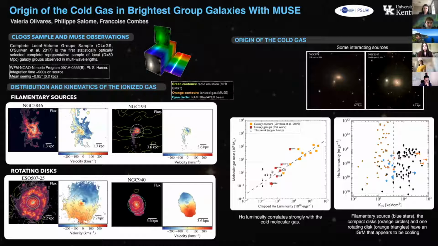So we look at the distribution and kinematics of the ionized gas here, as well as the stellar population of about 18 groups selected from the CLoGS sample, as well as some other X-ray criteria, to unveil the origin of the cold gas in these groups. So if you're curious to know what triggered the condensation in galaxy groups, please come and check poster C13.